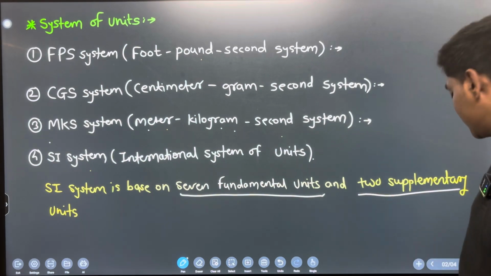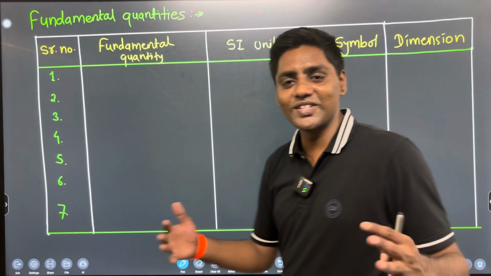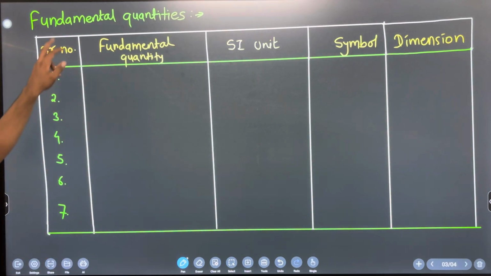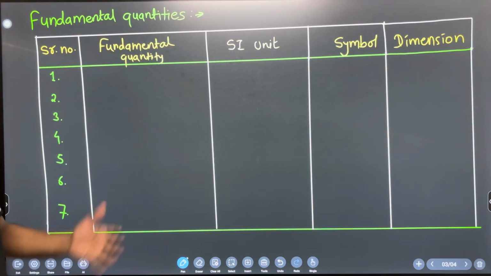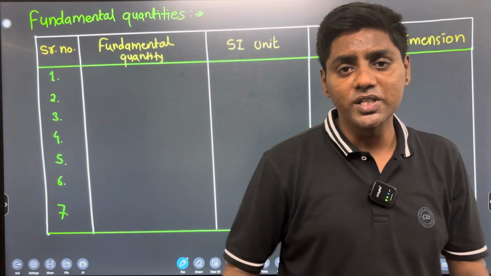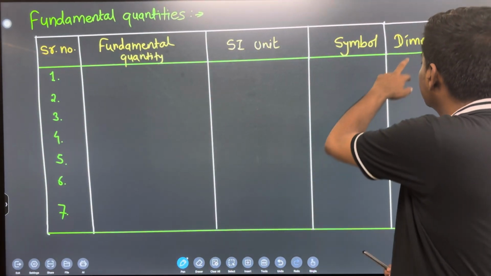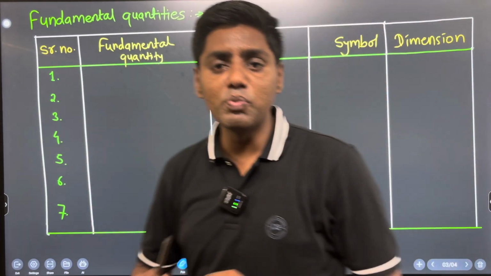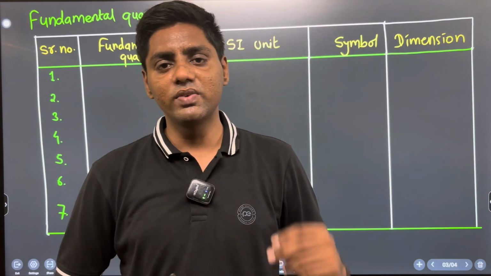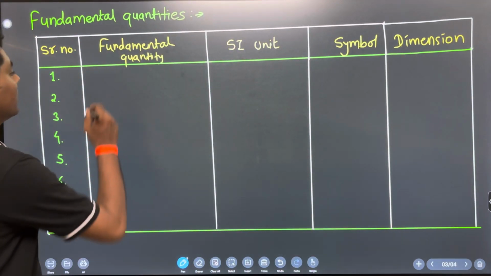Now we go for the next. This is the most important part. Today we must remember what the fundamental quantities are, then what their SI units are. After that we cover their representation symbols, and then we go for the dimension. These are the most important 7 basic fundamental quantities we have to complete. So let's start one by one. First, that is mass.